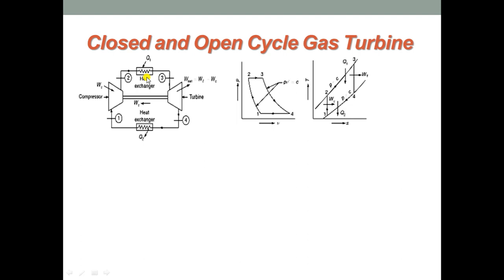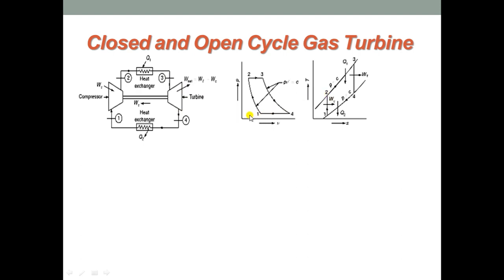The high pressure and high temperature fluid is then made to flow through the turbine blades, wherein the heat energy is converted into mechanical work in the form of rotation of shaft. From the turbine, the fluid is passed to the cooler. The process of expansion in the turbine blades is shown from point 3 to point 4 on the line diagram as well as on PV and TS diagram.